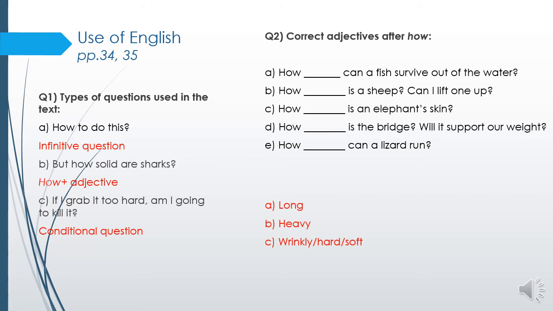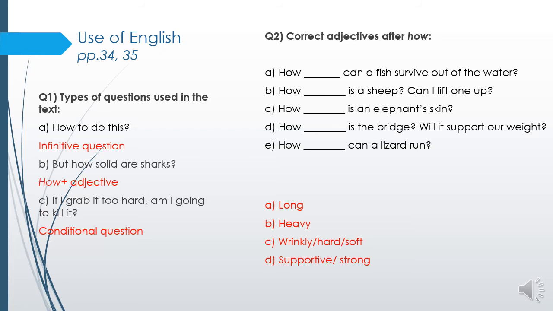How wrinkly is an elephant's skin? How hard or how soft? These are three options that can fit in this blank. How supportive or how strong is the bridge? Both options are correct because also of the second part of the sentence, will it support our weight? So how supportive is the bridge and how strong is the bridge?